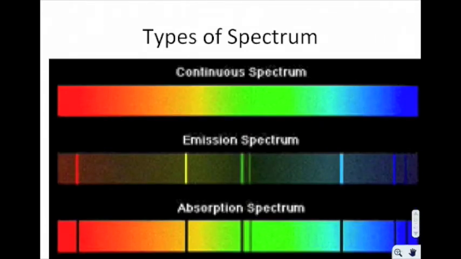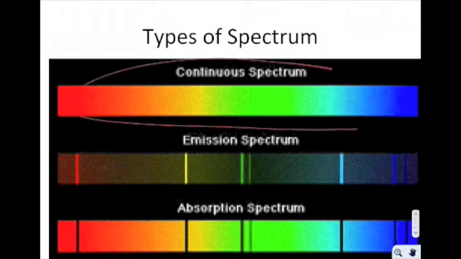There are three types of spectrum we need to talk about. The first one is a continuous spectrum, and that is something where a light source produces all colors of light. An example of a continuous spectrum is the sun. The sun contains many different elements that actually produce all of the colors of the rainbow. So you see a continuous spectrum there.